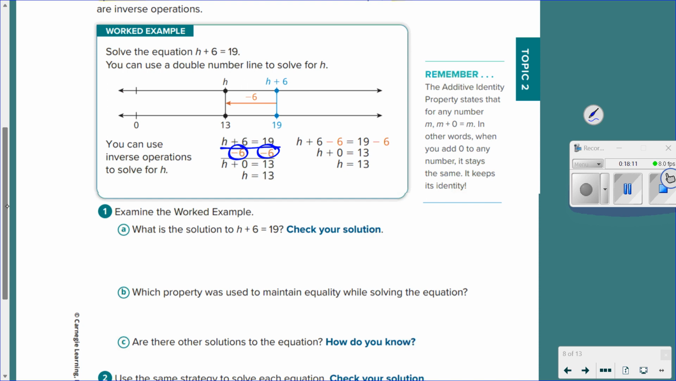No. So on this side of my equation, I now know it's just h. On this side, when I take 19 minus 6, I get 13. So I'm now able to find my solution without having to do all the double number line work. Does that make sense?